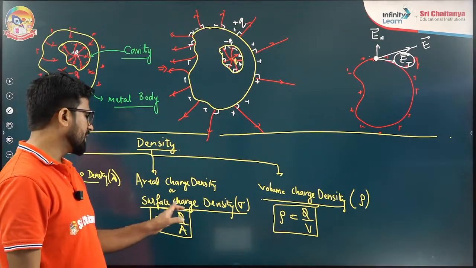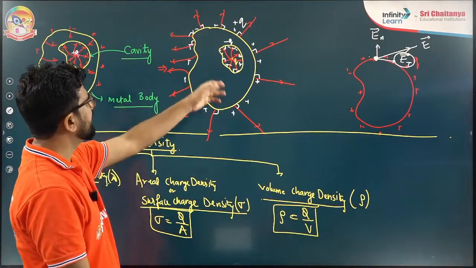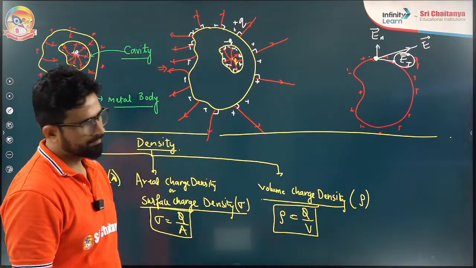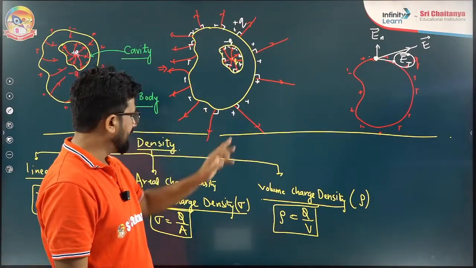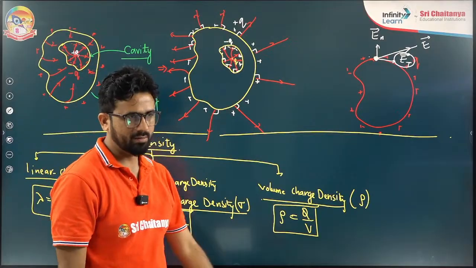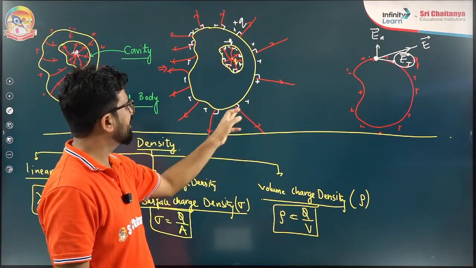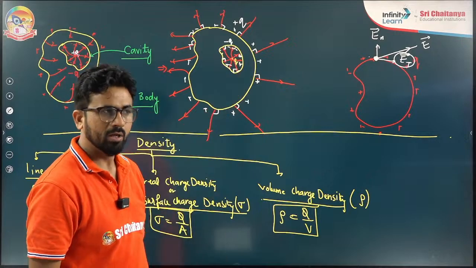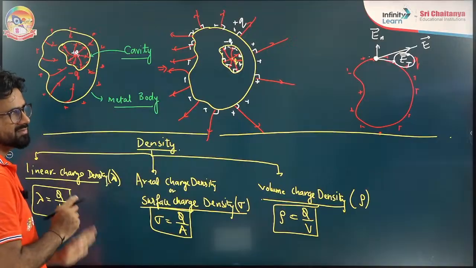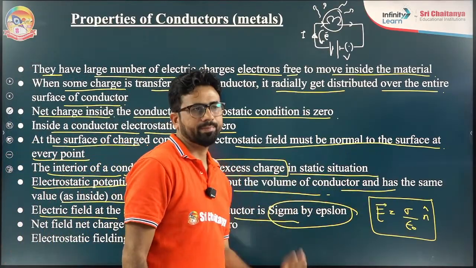Here I am talking about surface charge density. Now you will ask, sir, why are you taking surface charge density? Because the net charge remains on the surface of the conductor only. So total charge divided by surface area gives the surface charge density, if it is uniformly distributed. If it is not uniform, then the surface charge density would be different everywhere. How to calculate that, we will learn with time. Right now we understand this point: sigma by epsilon n cap.